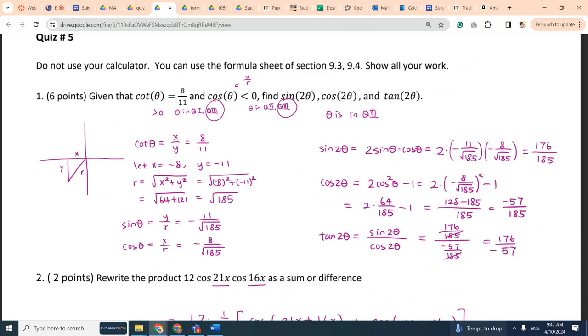Okay? And again, similar to what we did, x over y, and you know x and y are both negative, you can find the r. After you find sine theta and cosine theta, use the double angle formula to find sine 2 theta and cosine 2 theta. By the way, for tangent 2 theta, you don't need to use the tangent formula. You can use sine 2 theta over cosine 2 theta. It can save you some time. Is that clear, everybody?